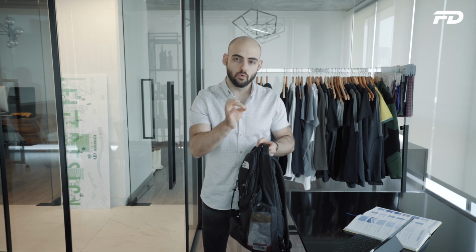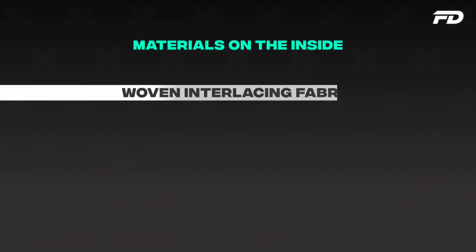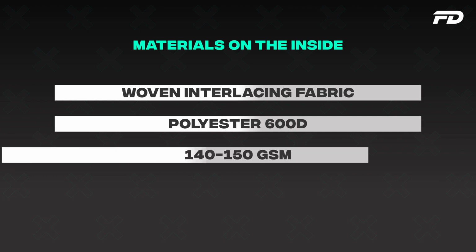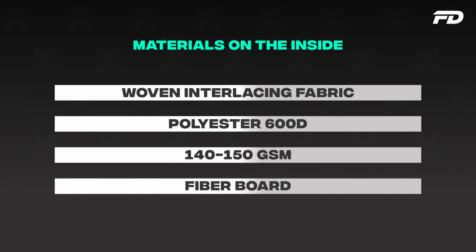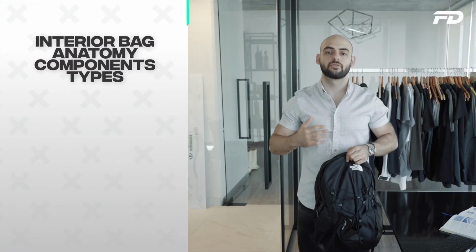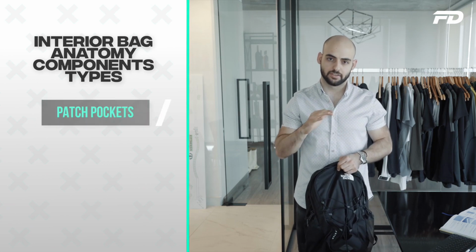But just know in this case, we have two types of materials on the inside. We have a woven interlacing fabric, polyester 600D, very thin, around 140 to 150 GSM. And we have a fiberboard material that is sandwiched between the outside fabric and the interlacing fabric that gives the bag its structure. And in terms of interior bag anatomy, we have three main component types that we see on the inside of the bag.